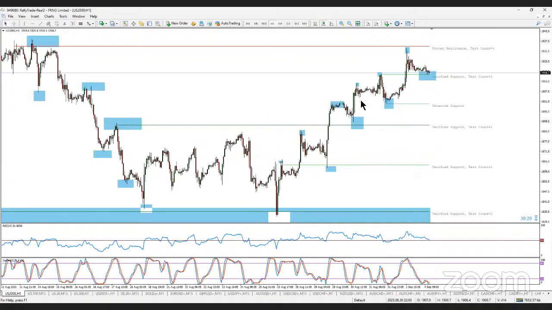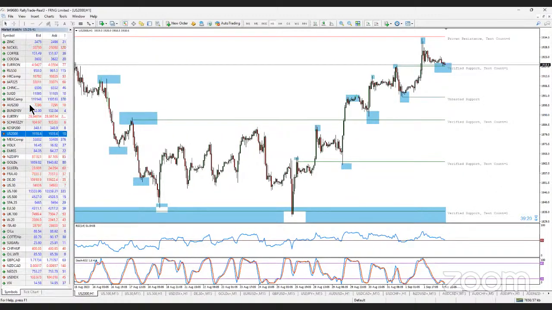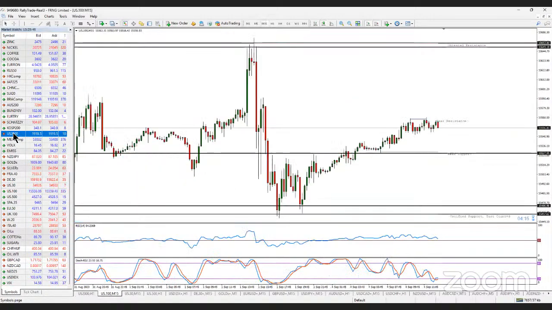Now, the issue is we want to draw a trend line to connect all of these things. But the problem is, how are we going to know where to draw this trend line? That's the issue. How do we know where to draw the trend line?